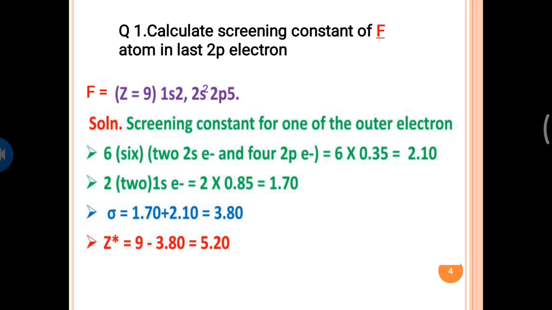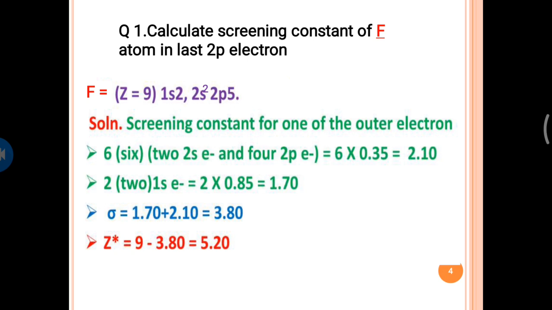Okay, 7 minus 1 is 6 electrons are present. Now calculate the screening constant for one of the outer electrons. In 2p, 5 minus 1 is 4 electrons present. So 2s and 2p means 6 electrons, 2 for the s orbital and 4 for the p orbitals.